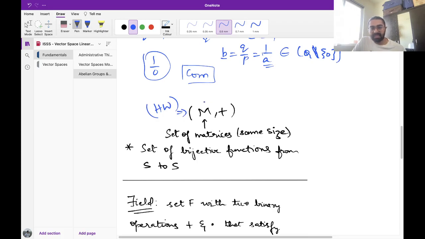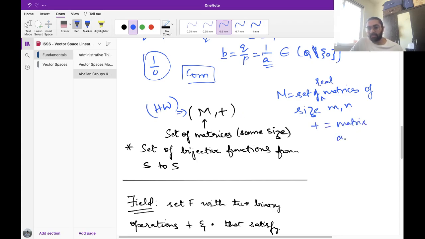So let's say I have a set of all matrices. Okay, so M is the set of matrices of size m by n, right? This is m cross n, and let's say it's a real matrix set. Okay, and I'm defining this plus as your normal matrix addition. Okay, so I have this.